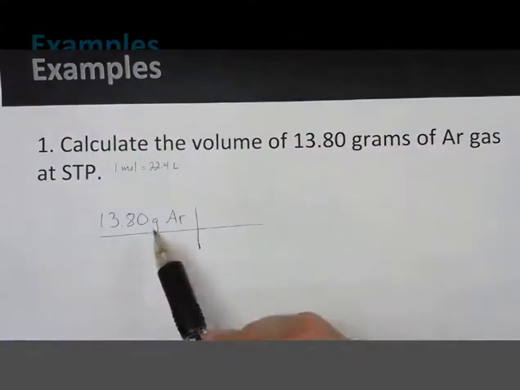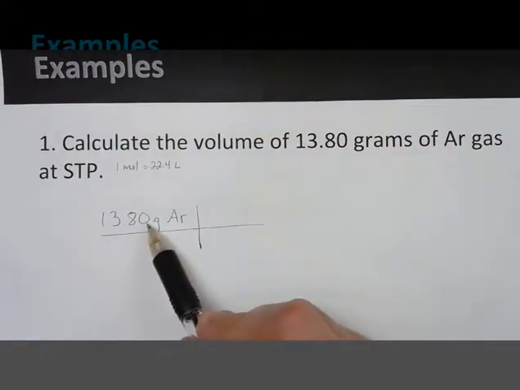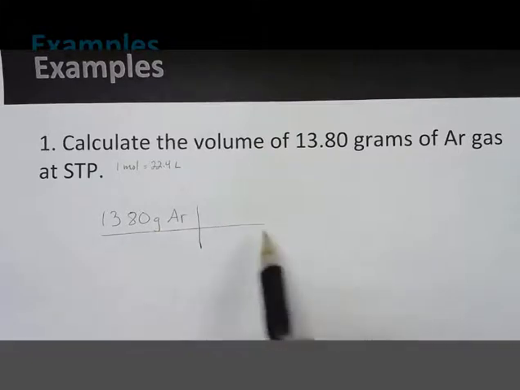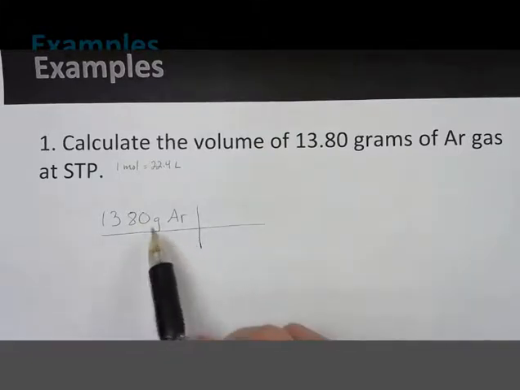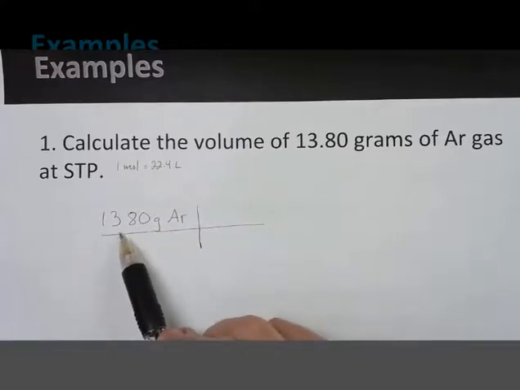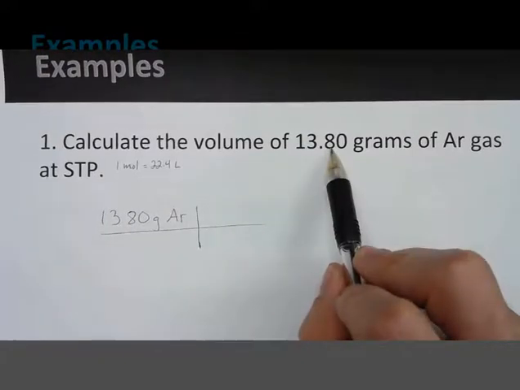13.80 grams. I'm writing the 0 here, even though it doesn't really affect the calculation, because when I look back over my problem, I'm going to want to see that I have 4 significant figures there. If you drop that 0, you'll think that it's 3 sig figs. Or you'll forget to go back to the original given up here.